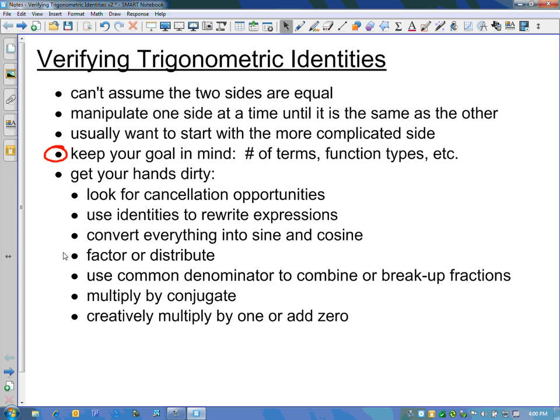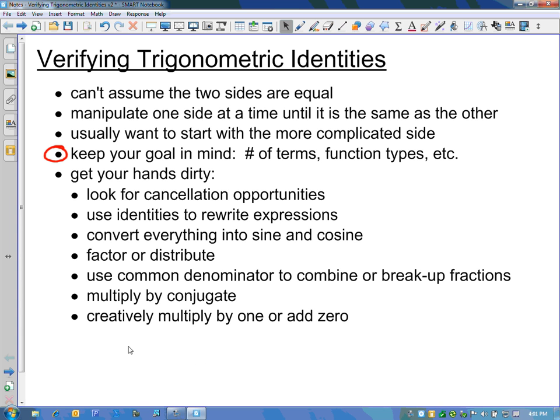We could either factor or distribute, but you want to make sure you do the one that gets you closer to your goal, paying attention to the number of terms, function types, etc. Same thing with either combining fractions with a common denominator or breaking them up. You want to do the one that gets you closer to your goal. We can also multiply by the conjugate, which is an often overlooked strategy. This helps us to take a binomial denominator and turn it into a difference of squares, which then we can usually switch out using a Pythagorean identity, and we'll have a monomial in the denominator.